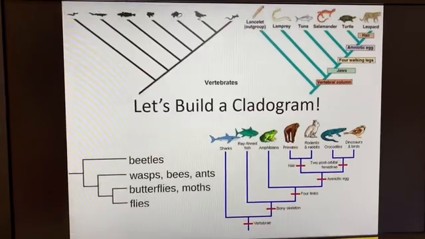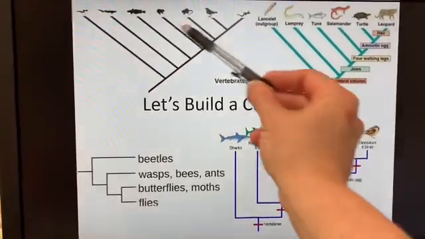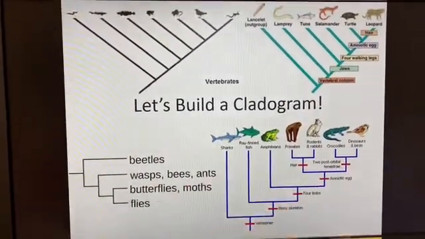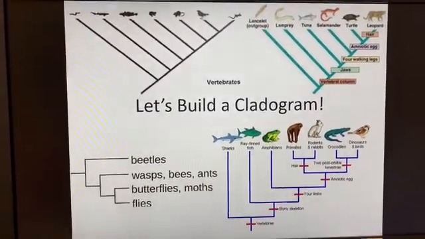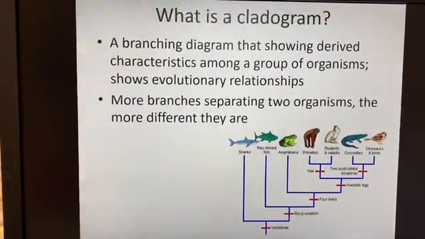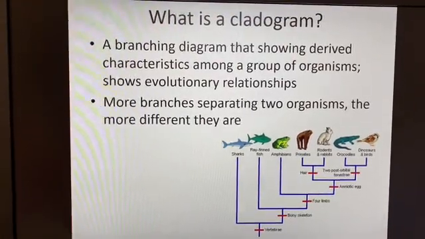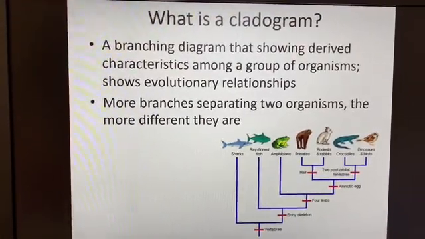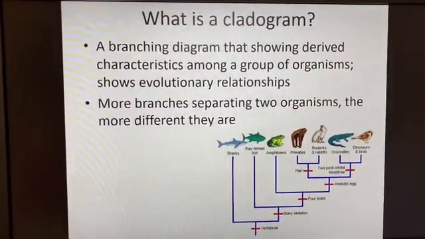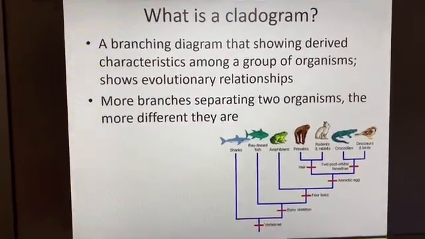So here we have a variety of different cladograms. This is a cladogram, that's another example, this is another example, and this is another example. There are different ways to draw cladograms. What is a cladogram? It's a branching diagram that shows the derived characteristics among a group of organisms. Basically, it's showing evolutionary relationships. So as evolution has occurred, how are these different organisms related?